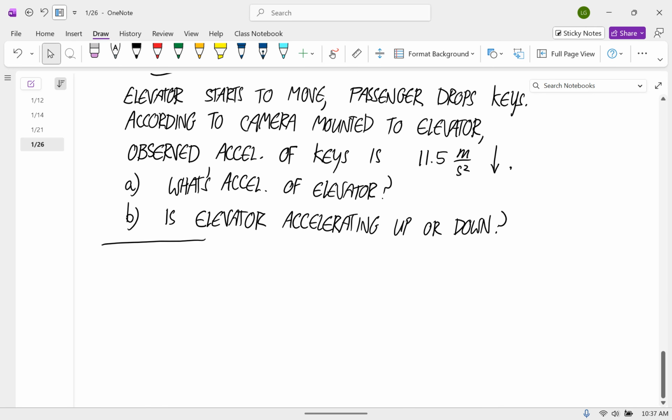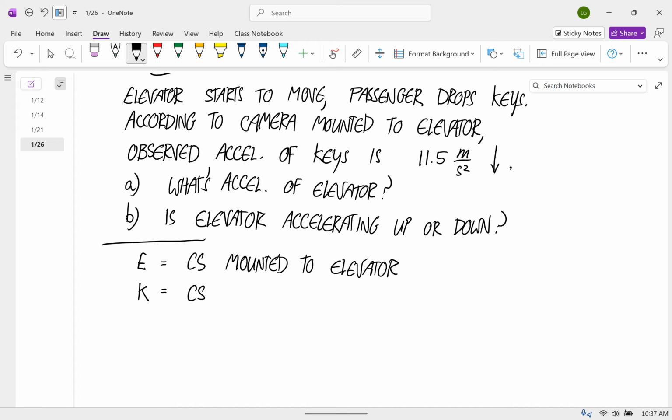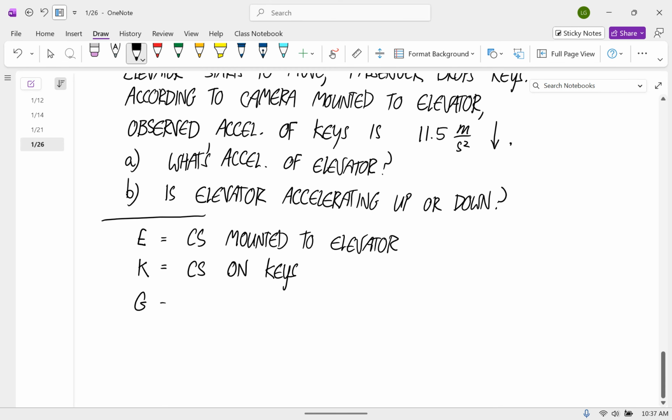So, okay, what we want is, let's say I'm going to say E is the coordinate system mounted to the elevator. K is the keys. And I'll call G the ground. So you can imagine this is like a glass elevator and there's a camera outside that's watching what's happening through the glass. Could it be mounted on the bottom of the elevator? Yeah, the bottom of the elevator shaft. But the camera is moving, right? The camera is moving, correct. So this is fixed to the ground.